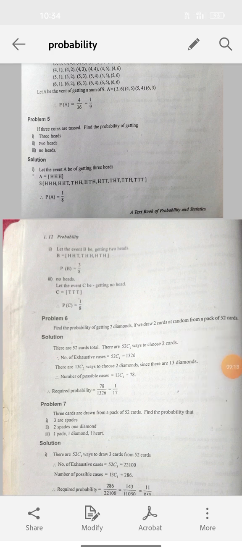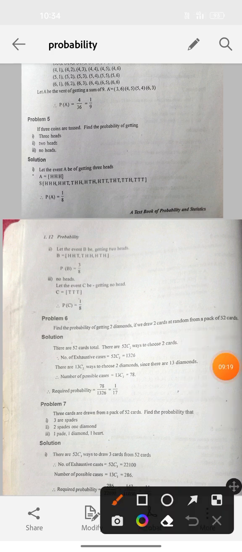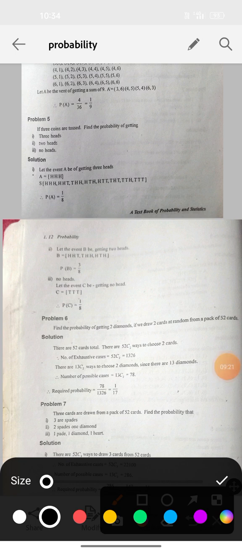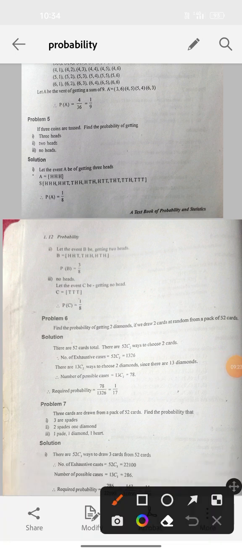Fifth one. If 3 coins are tossed, so till now we have seen only 2 coins. Now it is 3 coins. The third coin is also added, right? Find the probability of getting, first, 3 heads. Let A be the event of getting.